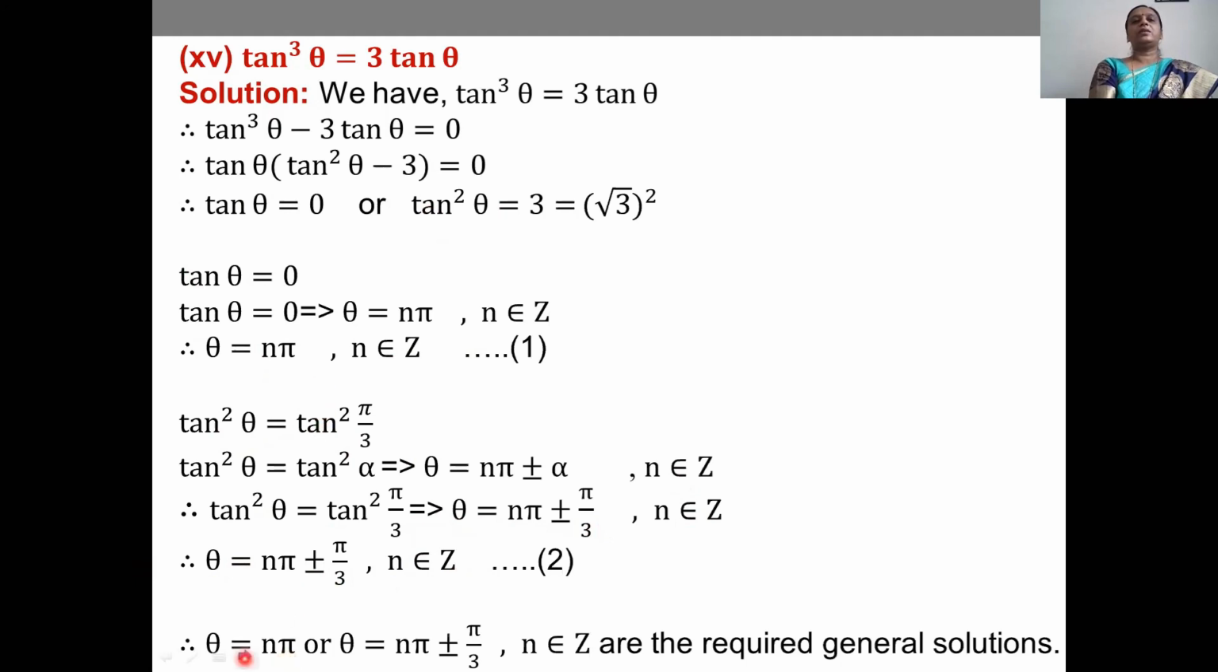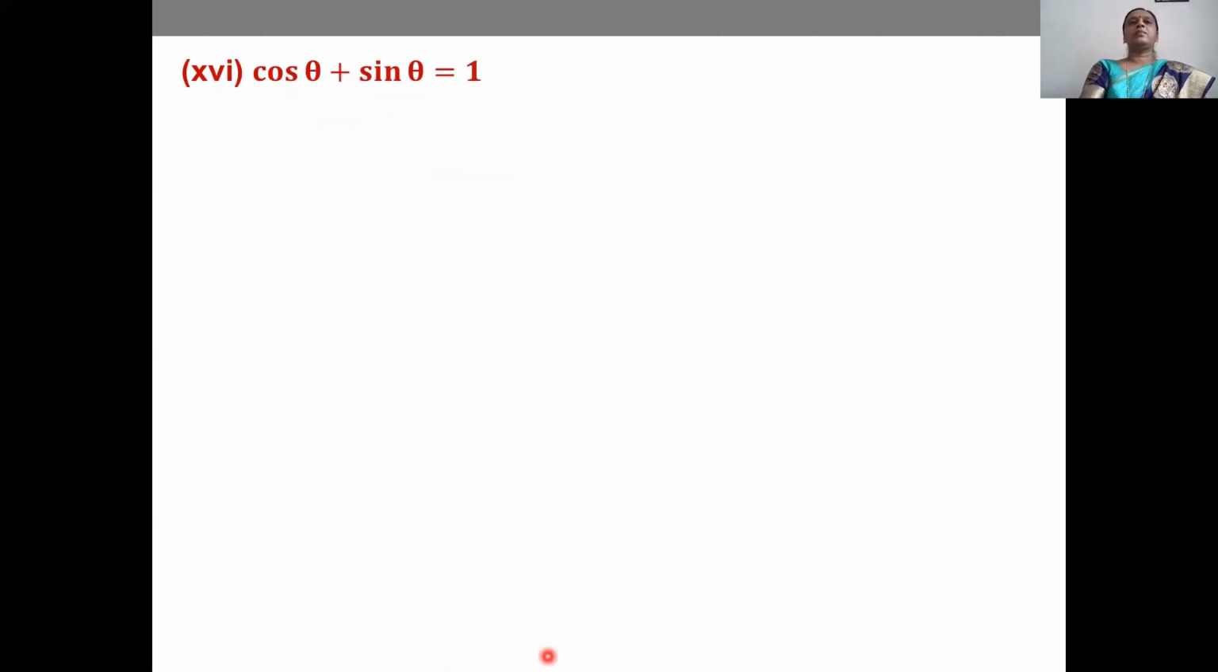First equation, theta is equal to n pi, and second, theta is equal to n pi plus minus pi by 3, n belongs to Z, are the required general solutions of the given problem. Let's consider the next example, cos theta plus sin theta is equal to 1.